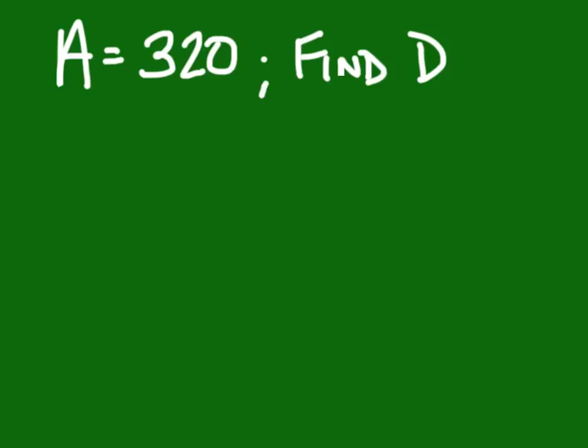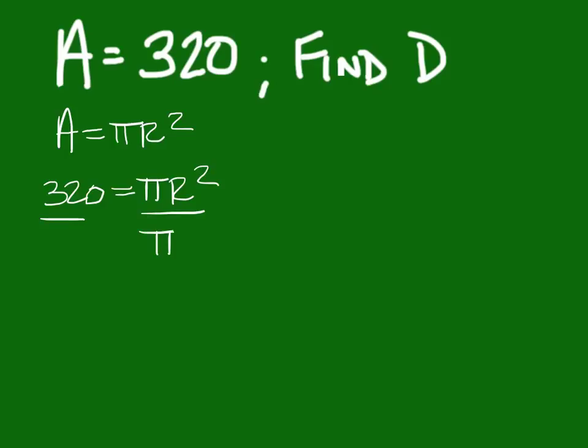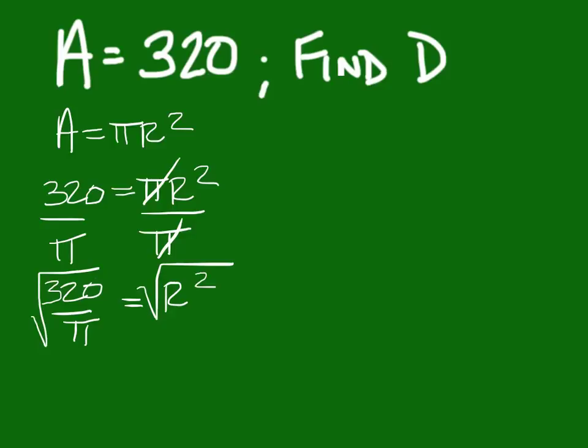For the practice problem, you're given A. So A is pi r squared. Substitute in 320 for the A and set it equal to pi r squared. And then divide both sides by pi so that the pi's on the right can cancel out. And on the left, you're left with 320 over pi. Now, to get the r squared into an r, you need the square root of both sides. So the square root of 320 over pi equals r.